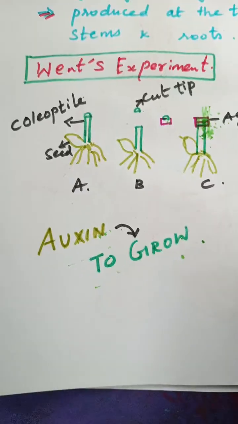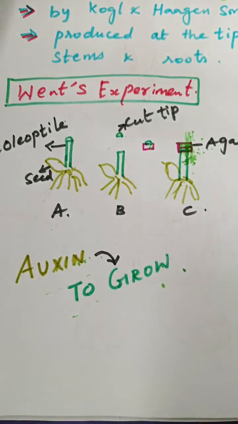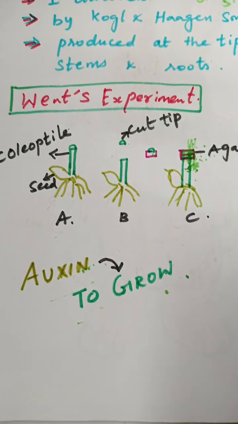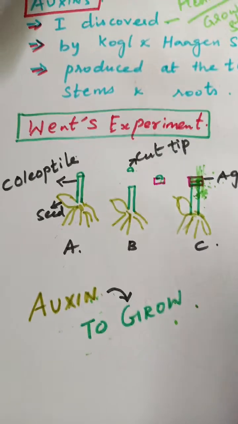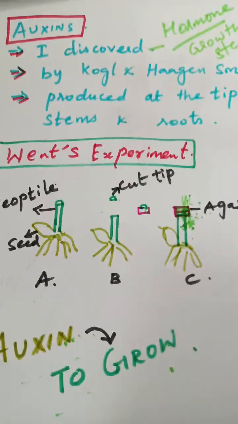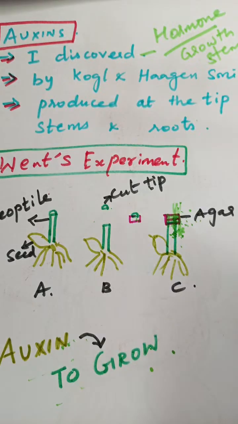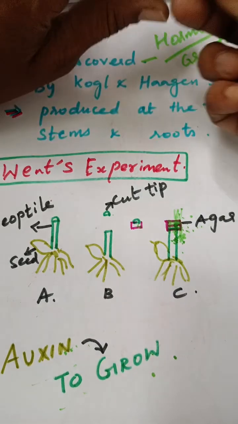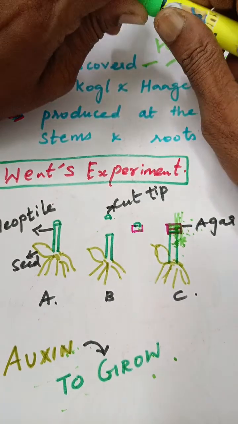Hope you understood all these concepts. It is a very simple concept that I selected for today's session. Auxins are plant hormones meant for growth of the stem and the roots. Hope you enjoyed all the concepts in my live session.